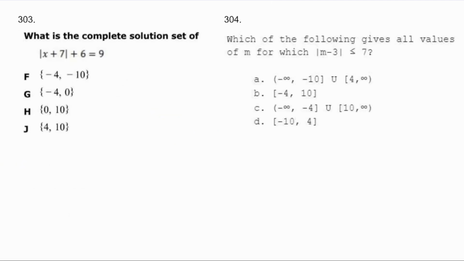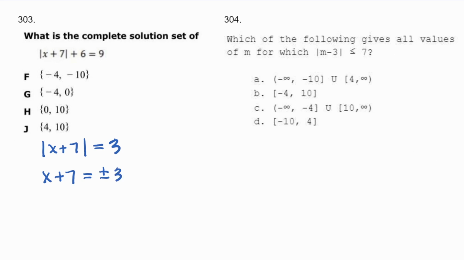Right, and the next couple is just like more solving: one equation, one inequality. With both of these, we start by just isolating the absolute value. So with this, on 303, I need to get rid of that plus 6. I'm going to subtract 6 from both sides of that equation. I'll get the absolute value of x plus 7 equals 9 minus 6, which is 3. And if the absolute value of something equals 3, then that thing is plus or minus 3.